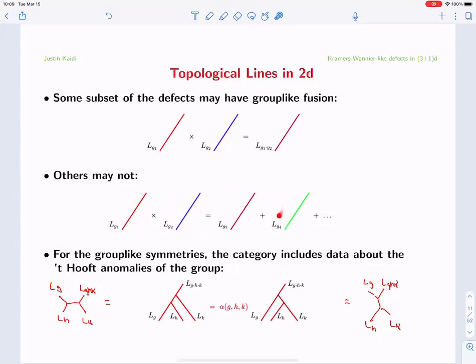Okay, so in the case of a non-invertible symmetry, there's no 't Hooft anomaly proper, but there is a generalization of the 't Hooft anomaly, which can be captured by just looking at the same sort of diagram here.